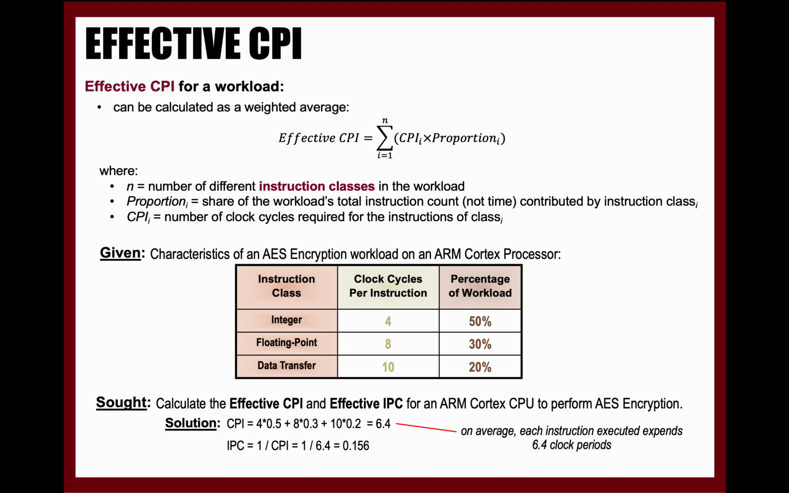Using the provided data, we find the effective CPI is 6.4. This means on average, each instruction executed spends 6.4 clock periods. Furthermore, effective IPC is 0.156, telling us the number of instructions executed per clock cycle. In essence, effective CPI helps us gauge the efficiency of our processor concerning various instruction types, enabling more informed decisions when optimizing or comparing processors.